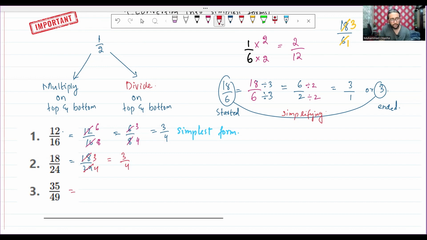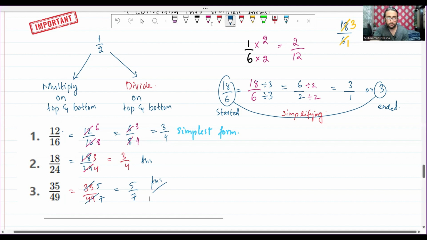35 over 49. I think I can divide both sides by 7. So 7 5s are 35, 7 7s are 49. So 5 over 7 is my simplest form. Okay, simplest form, again, I'm emphasizing this point. This simplest form is very, very important. Muy importante.